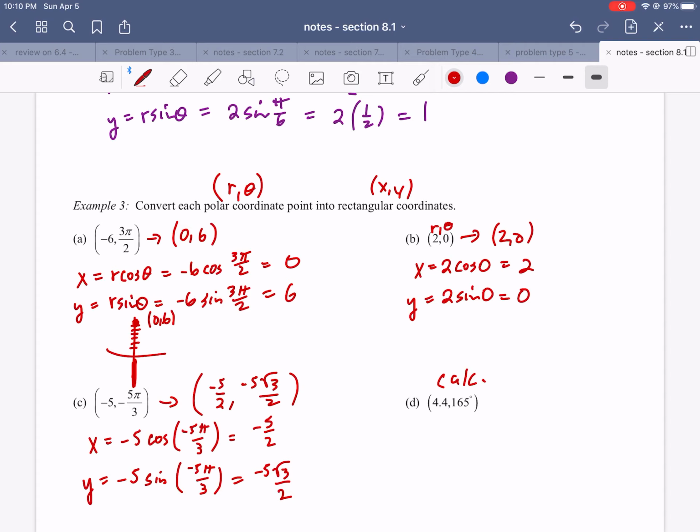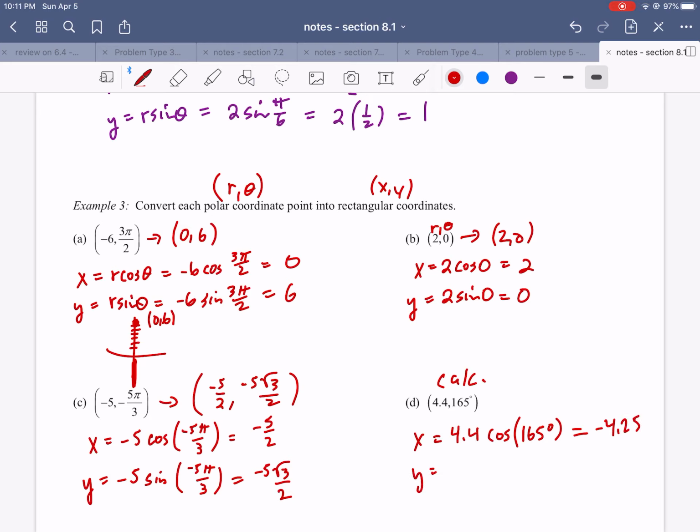And so my x-coordinate is going to equal my radius times the cosine of my angle, 165. And so the reason we need a calculator is because we're not real sure what cosine of 165 is without a calculator. And typing that into the calculator, you get negative 4.25.